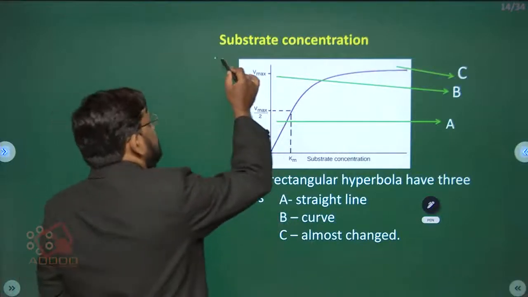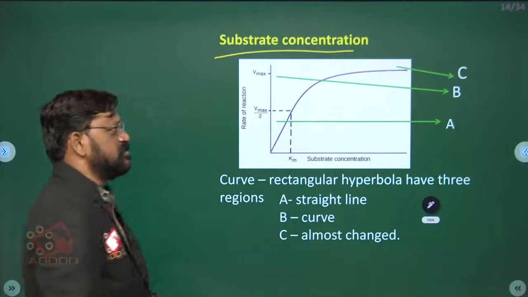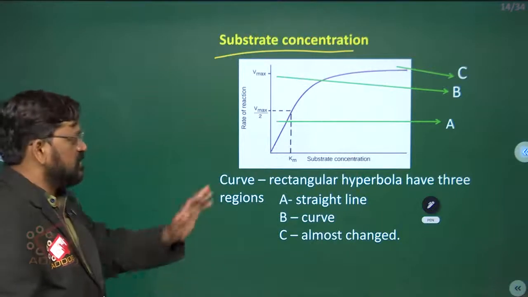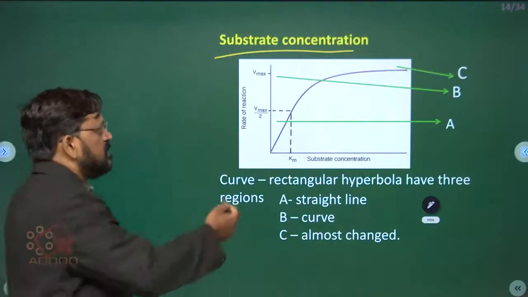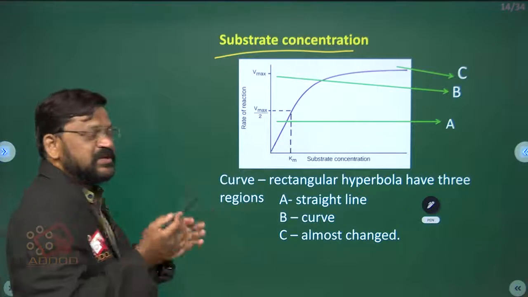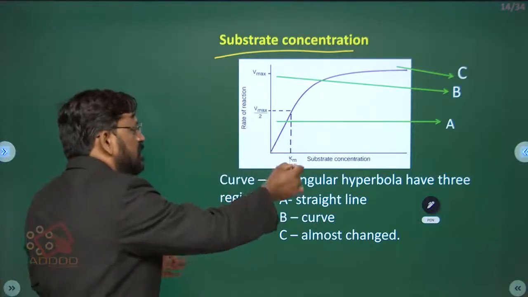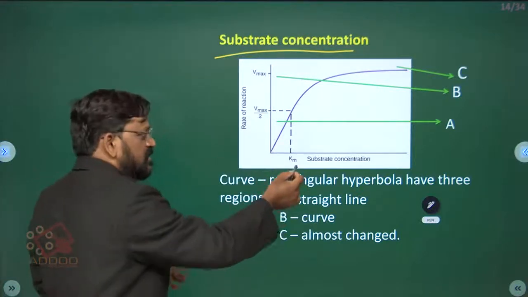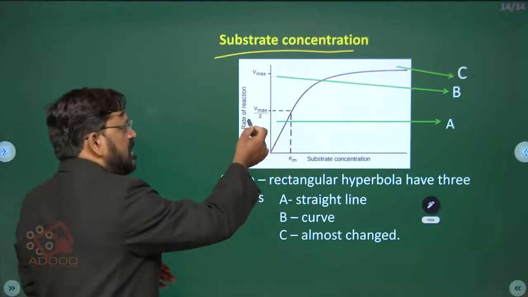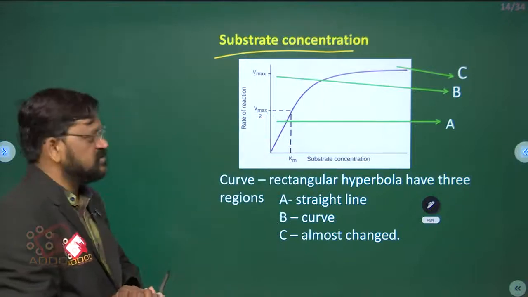Next, let us understand one more factor affecting the enzyme action, that is called substrate concentration. Here you can see the substrate concentration on the x-axis and the rate of reaction on the y-axis.